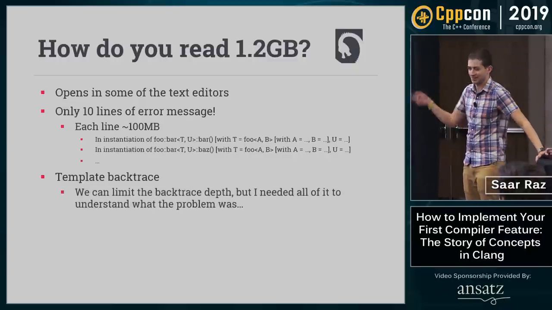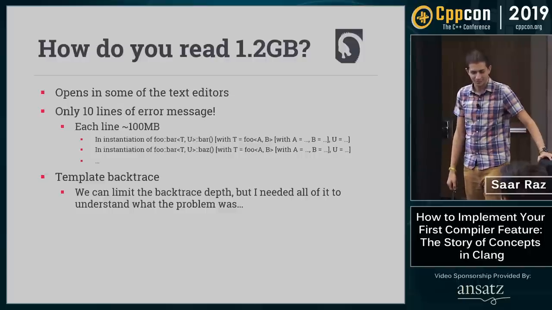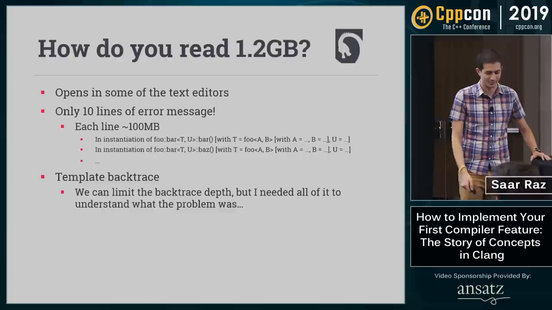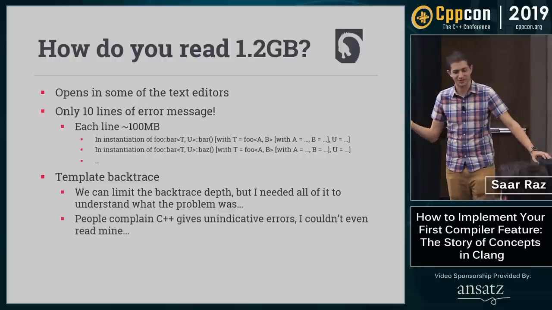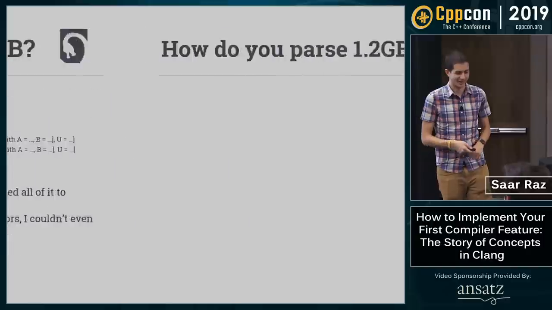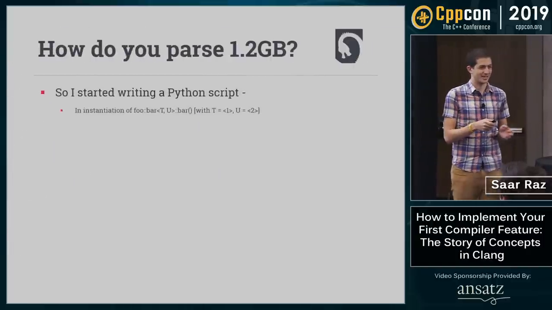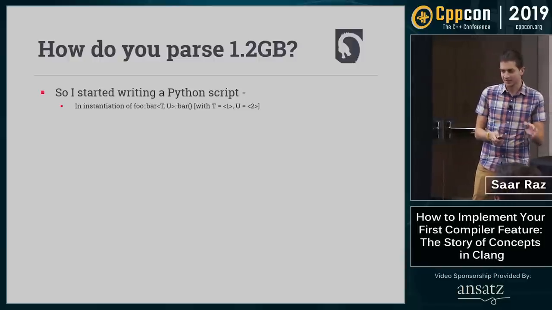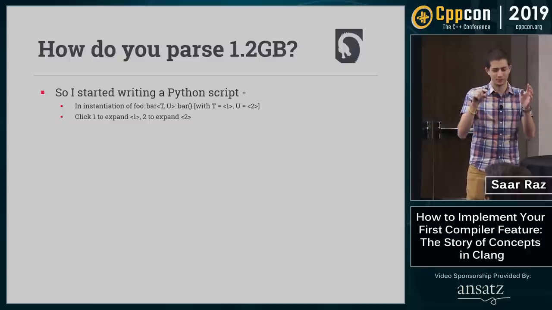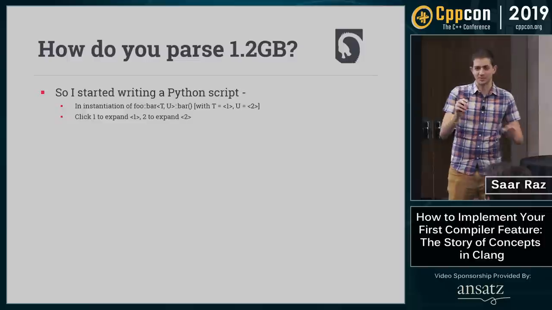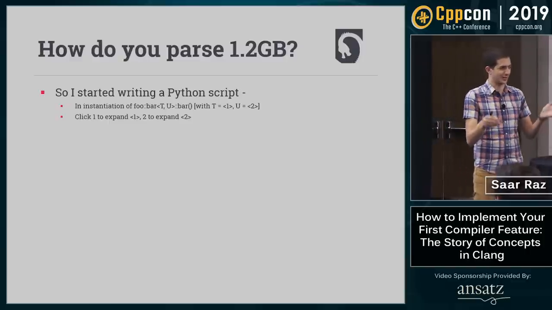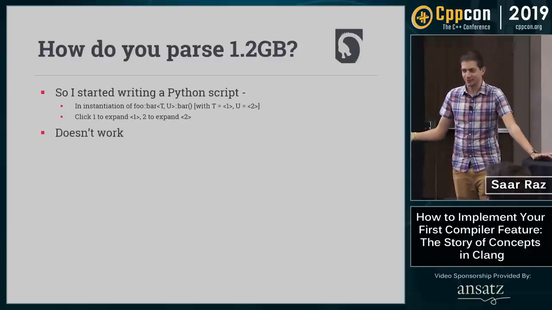You can actually limit the depth of this template backtrace, but you do need much of the information there to actually understand what went wrong, because there was a bad series of calls somewhere. People complain about unindicative error messages C++ gives them. I couldn't even read mine. So the way I chose to go about this was to parse. I started writing this Python script that would take this template backtrace and collapse all the elaboration of what, for example, T is. You would collapse it to just one, and U to two. And you could click one to expand just one level of what T is, and two to expand just one level of what U is, and do it incrementally to read whatever you actually need to read. So this doesn't work. Why?